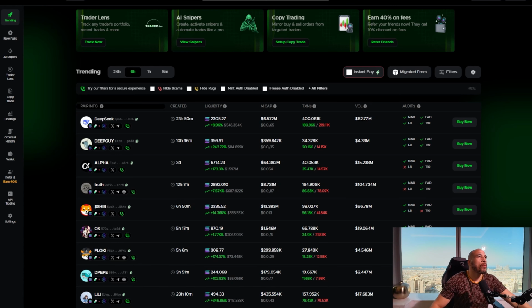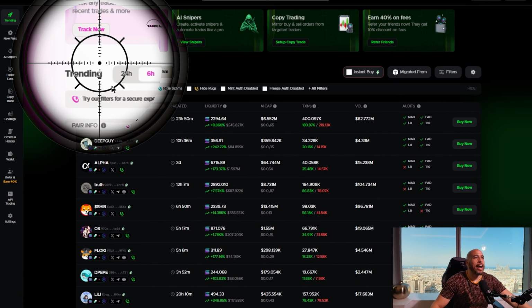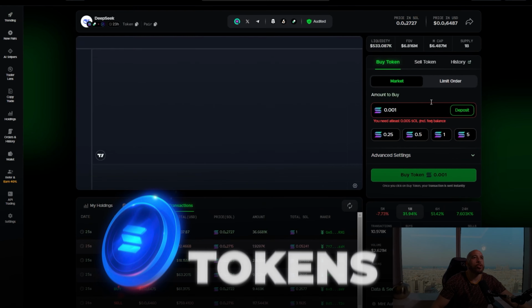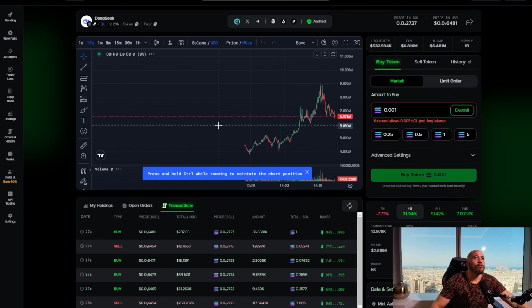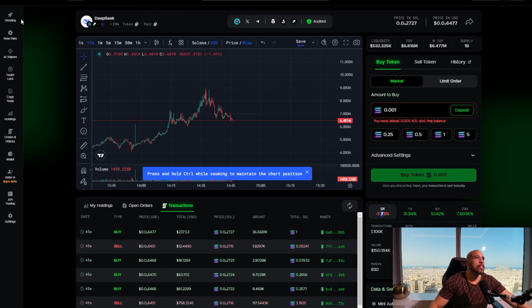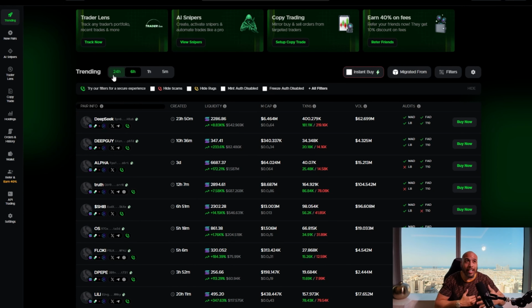What I like about the interface is that it's nice and clean, and you can also snipe and buy tokens. I really like it. It's got a trending tab, which I really like. This shows you all the trending tokens. Remember, in meme coin trading, you need to find volume. You need to find out what's trending, what's got volume, and we scalp volume.